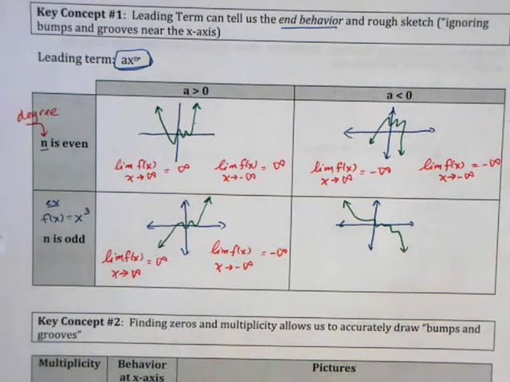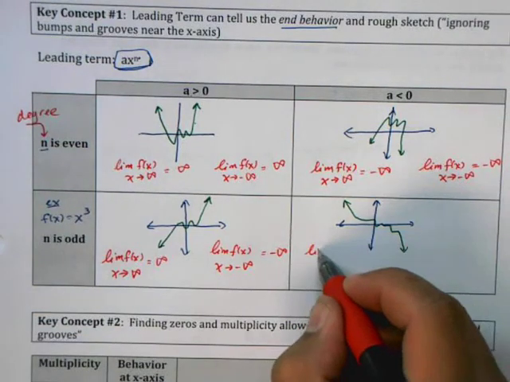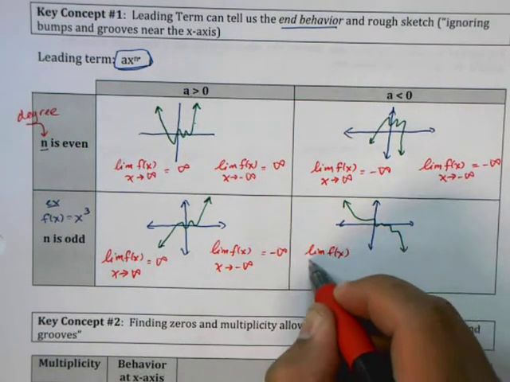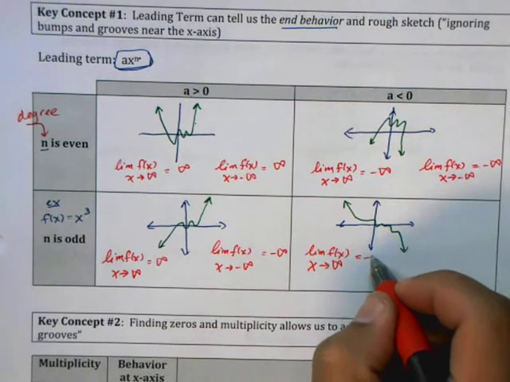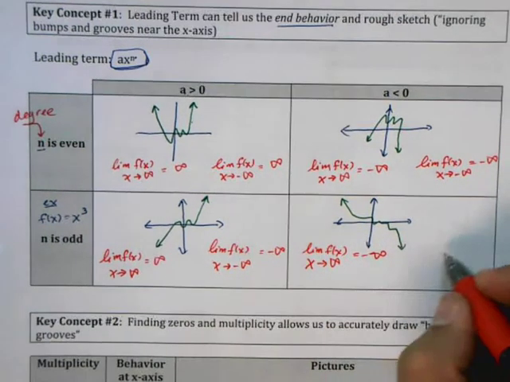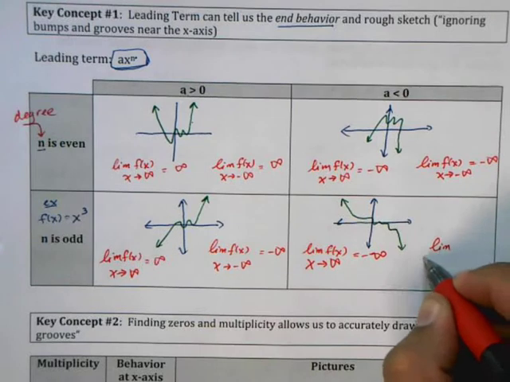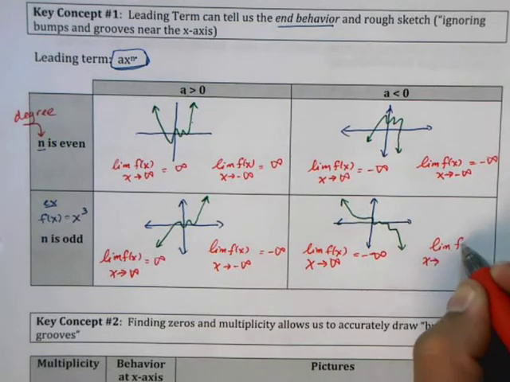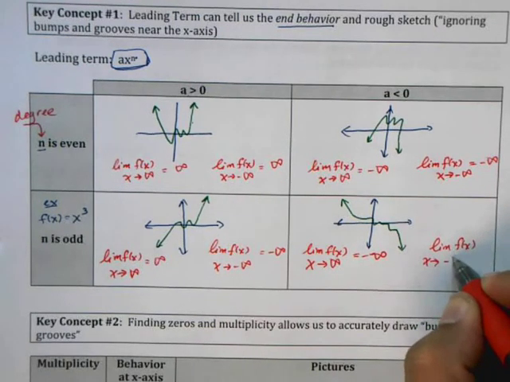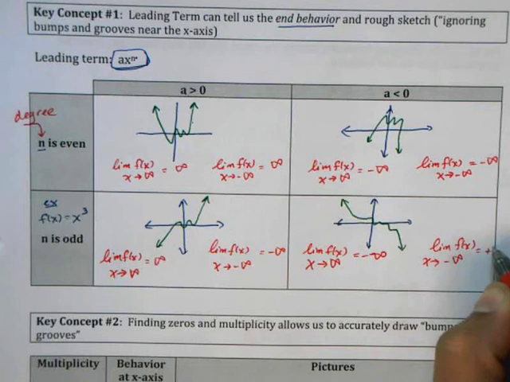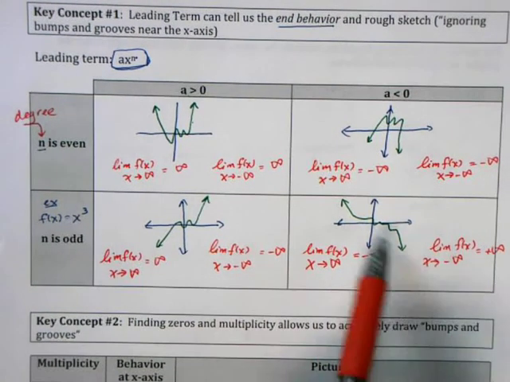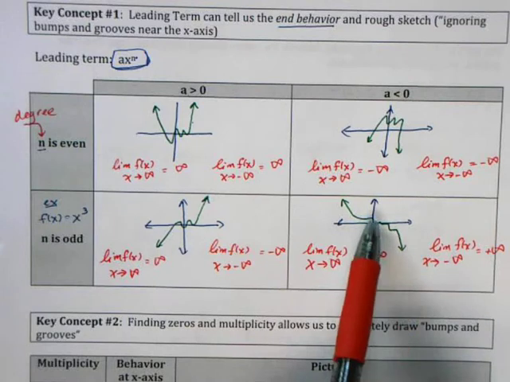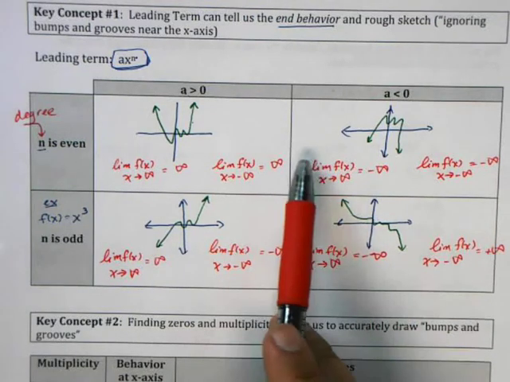So now you have the limit of f of x as x approaches infinity is equal to negative infinity, and the limit of f of x as x approaches negative infinity is actually going to be positive infinity. In other words, as you go further to the right, you go down. As you go further to the left, you actually go up.